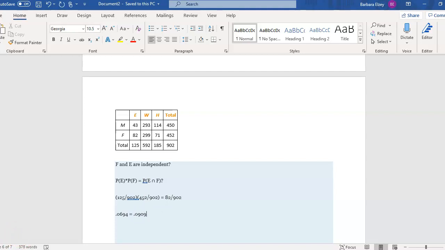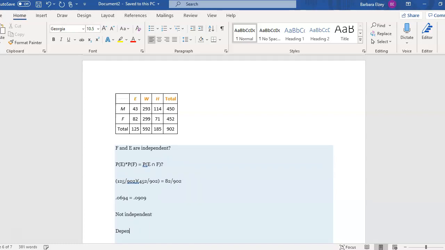Now let's notice that these two numbers are not equal to one another, so this statement is definitely not true. If they had been equal to each other, we would have said yes, E and F are independent, but in this case they are not independent. Or the better word might be that they are just dependent.